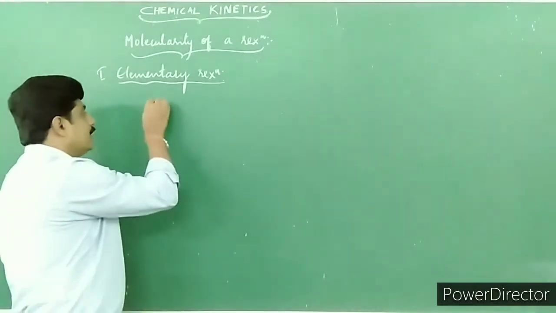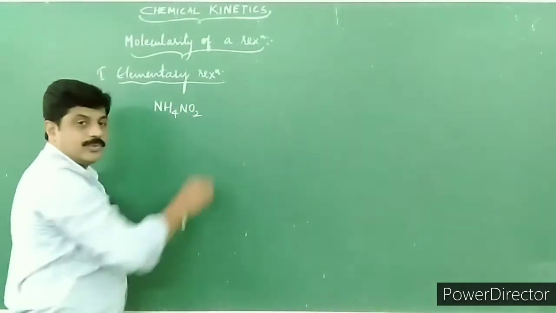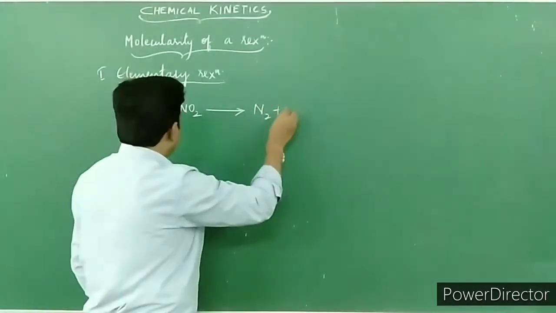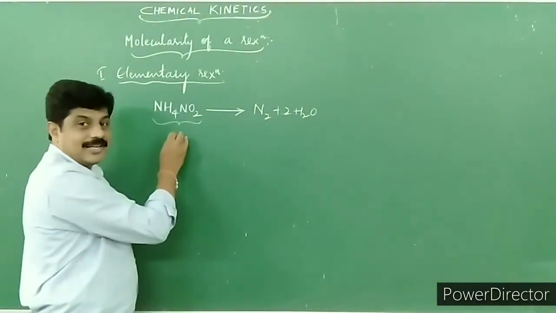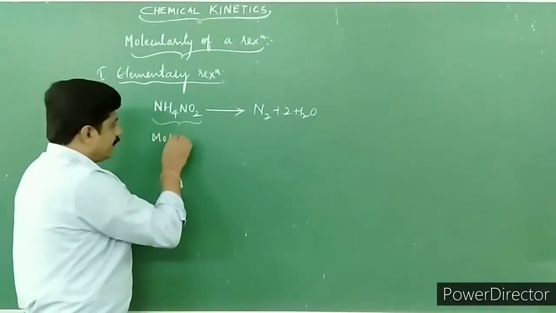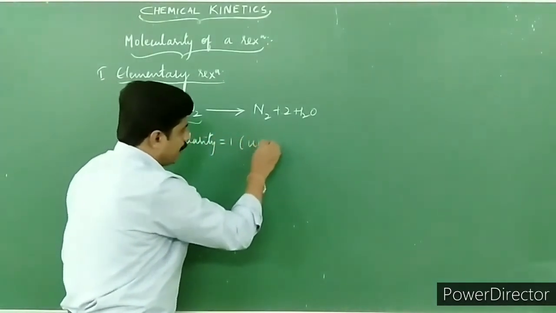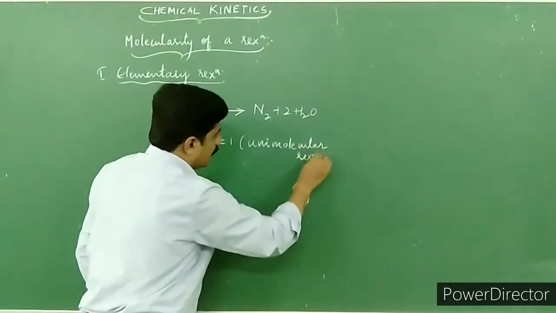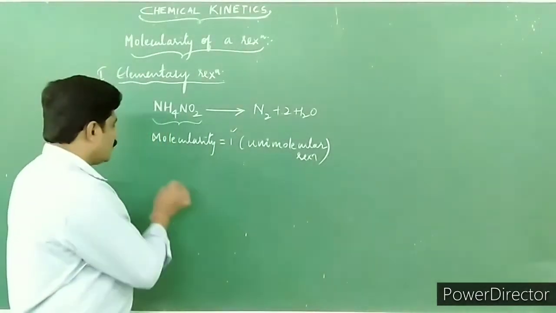Look at here. What do I do? Ammonium nitrite, NH4NO2. When I heat that, you are going to get nitrogen plus 2H2O. Children, look at here. How many molecules are involved in the chemical reaction? Here only one molecule. So that is why the molecularity for this reaction is equal to 1, otherwise called unimolecular reaction. What do you call that? Unimolecular reaction, because only one reactant molecule is involved. Hope you understand that.